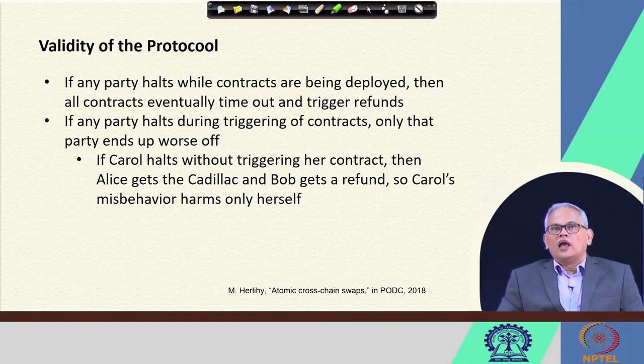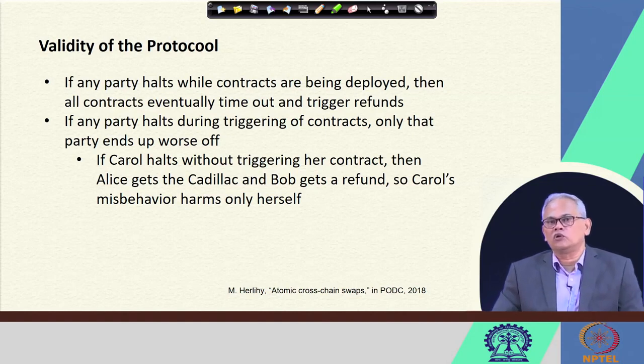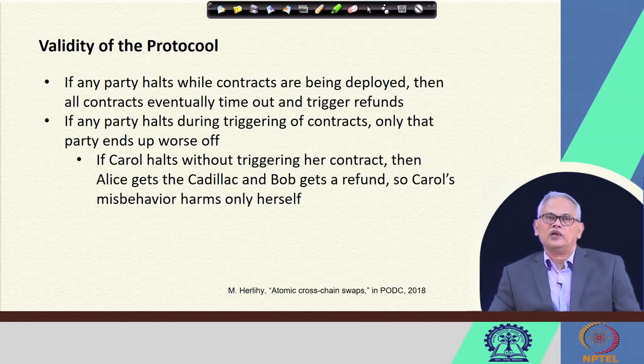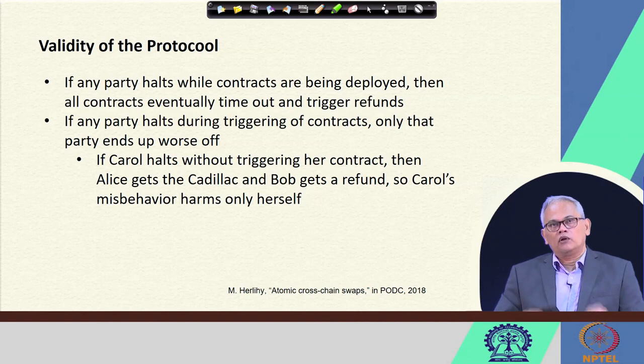Then Alice gets the Cadillac, and because Bob does not yet know S, Bob cannot claim Alice's altcoins. So Bob could be having a problem, but you see that Bob's contract also has this timeout. That is why it is a hash time lock. After Bob's contract times out, Bob will get his refund. So finally, this misbehavior would only harm the misbehaving party. The conforming parties are not worse off. That is what we started with: if any party halts or does not follow the protocol, then the conforming parties are not worse off.